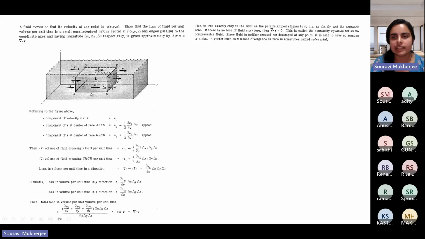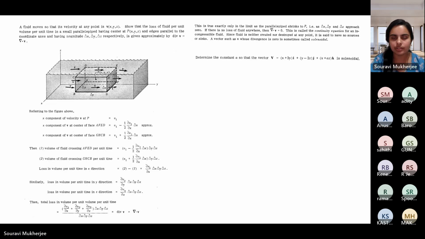Right. So in that case, divergence of V would be 0. You would later see that divergence of electric field would also have some physical significance in terms of the charge density. Okay, that would come up in the coming slides. So this is a physical significance of divergence.